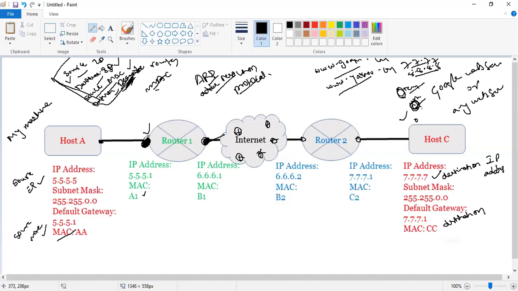Okay, using ARP, you'll be able to get to know about the next hop's MAC address. Let us see with one example in a stepwise manner, so that it will be more clear for you. Let's start.